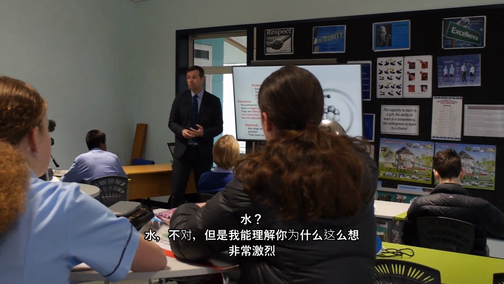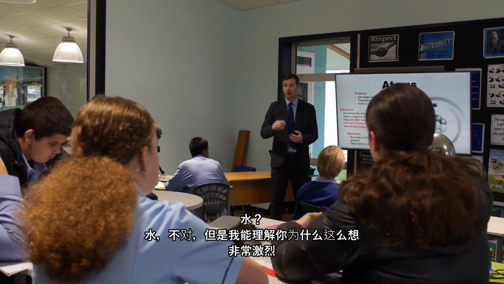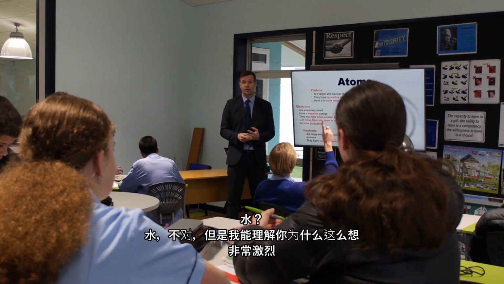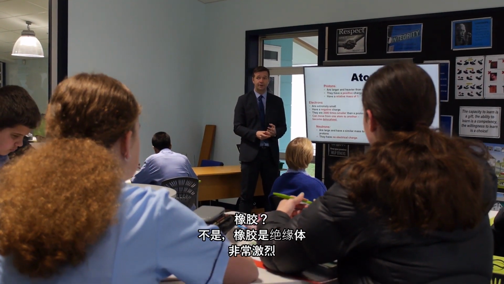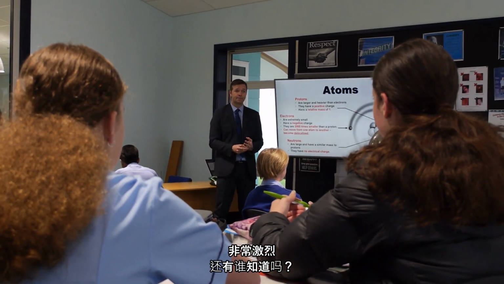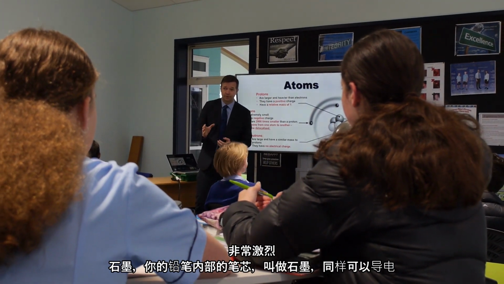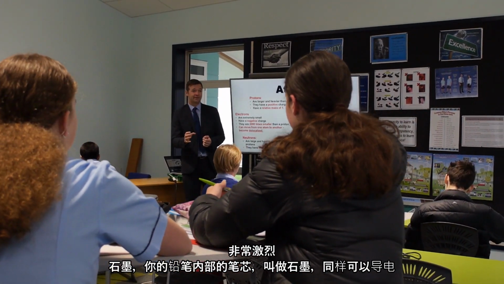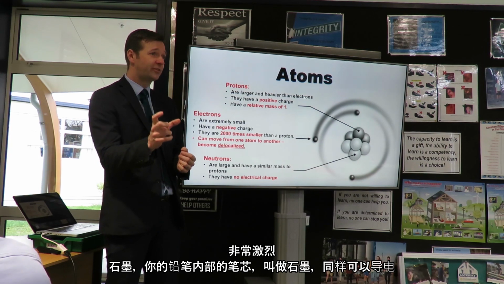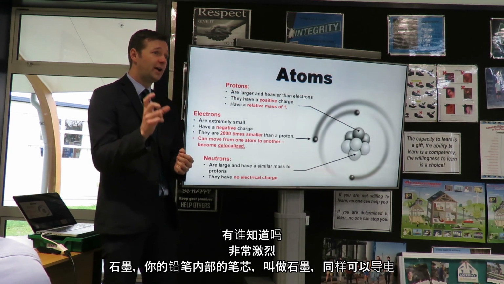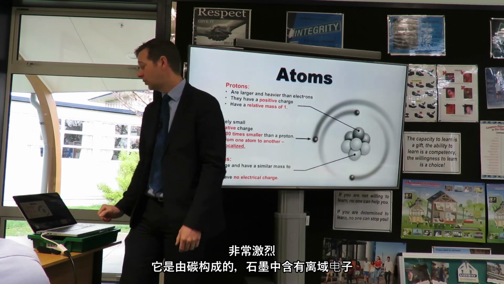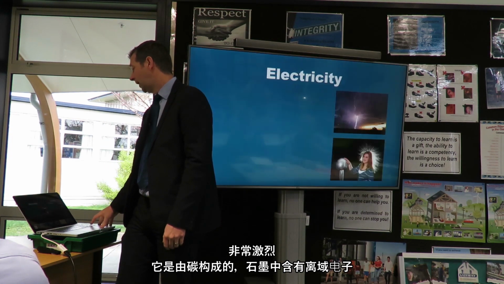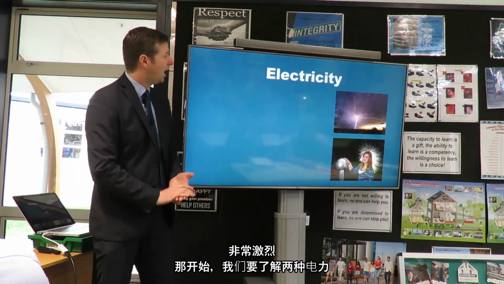Not water? No? Okay. I can see where your thinking is on that one. Rubber? No. That's what we call an insulator. Any other ideas? Graphite. Okay. So your pencil lead, the material inside your pencil called graphite, it can also conduct electricity. It's made of carbon. It's got a delocalized electron in it. Okay. All right, so let's start here.